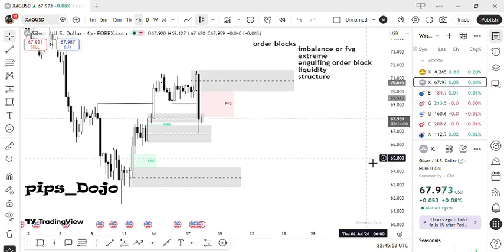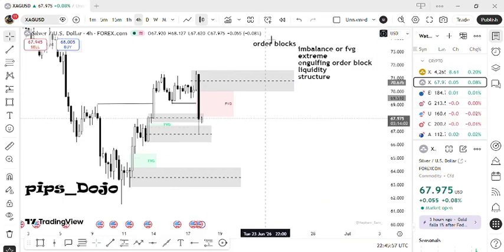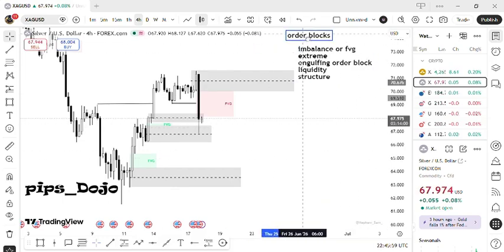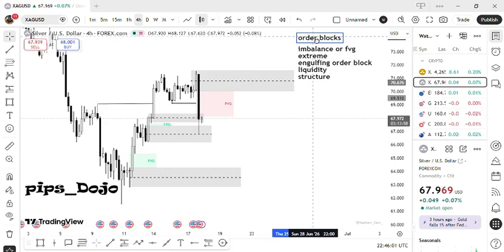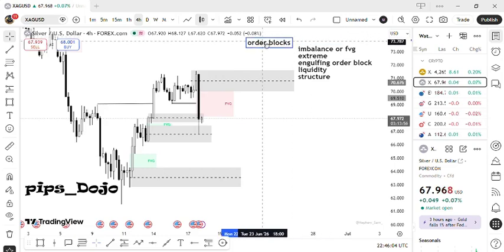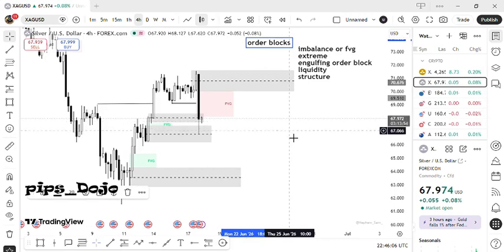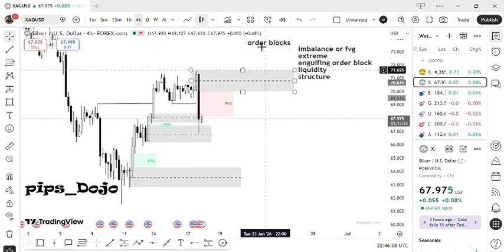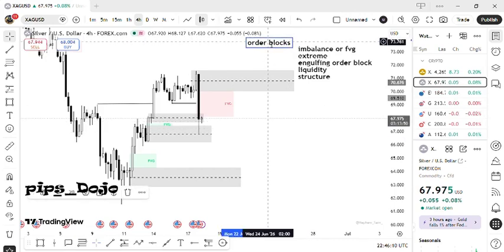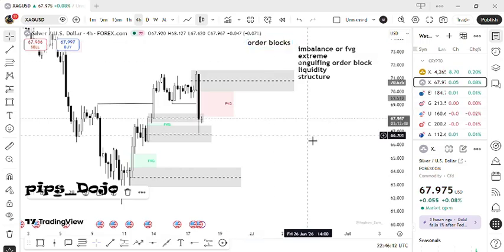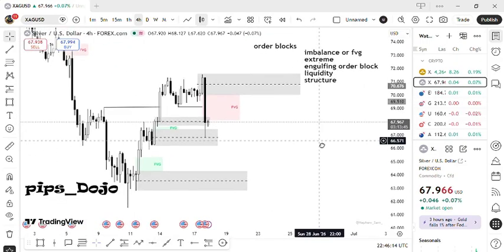Briefly, we'll be talking about the concepts of order blocks. It's one of the most important and most common factors or parameters that every trader should have a concrete understanding of in the financial market when doing your technical analysis.